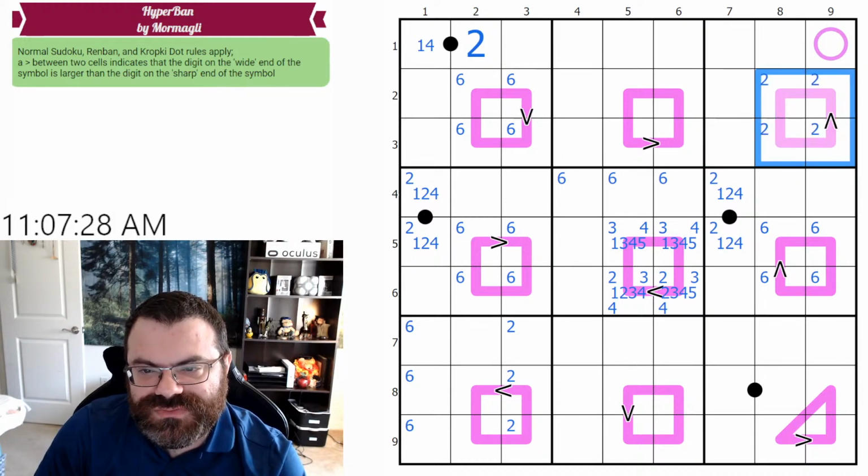Two is forced onto this Renban. So this is either 1, 2, 3, 4 or 2, 3, 4, 5 also. This is not 1, that's not 5.